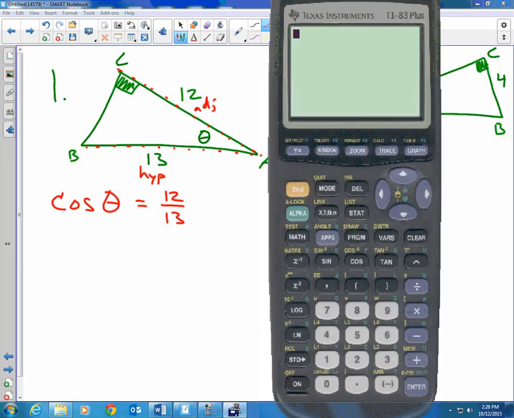When you need to find an angle, you don't press sine, cosine, or tangent. You press second sine or second cosine or second tangent. It's sine inverse, cosine inverse, tangent inverse. That's what that -1 means. It means inverse. So I want to see what the angle is. So I go second cosine, and I type in 12 over 13. And I get 22.62. That means that the angle there is 22.62 degrees.